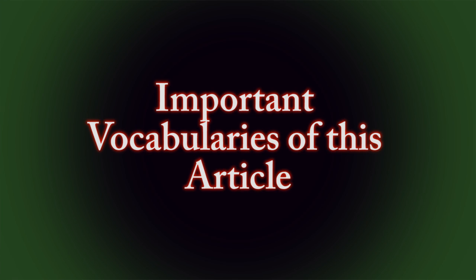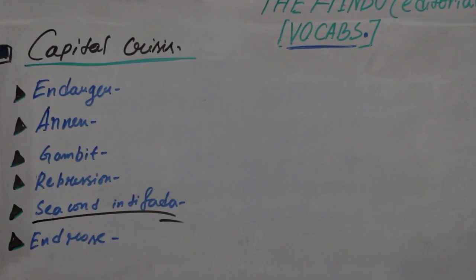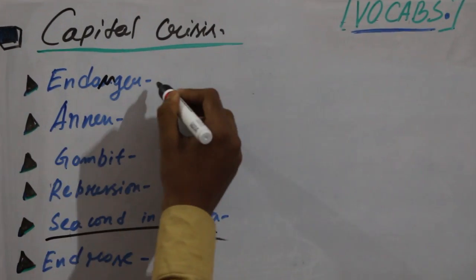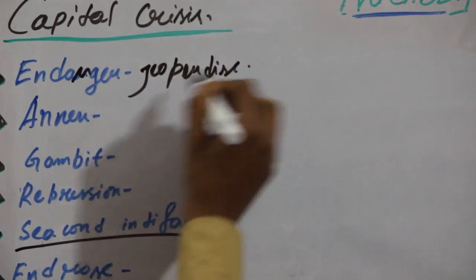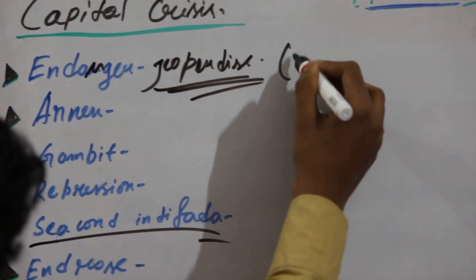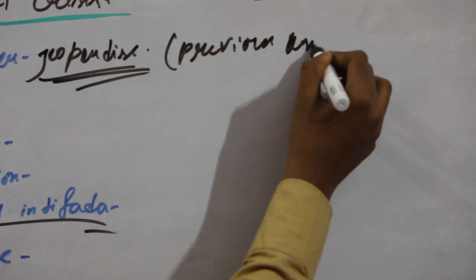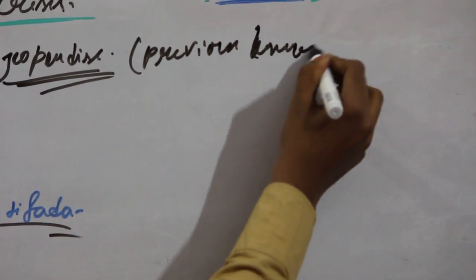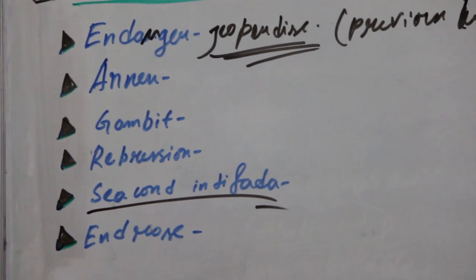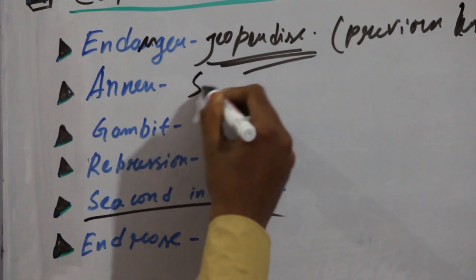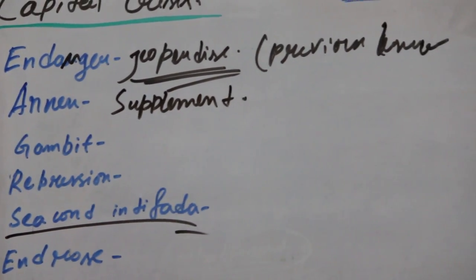So the first vocabulary is endanger. Endanger means jeopardize. We already discussed jeopardize in our previous lesson. Okay, please see our previous lesson. It is very important. Next one is annex. Annex means supplement or increase. Supplement.